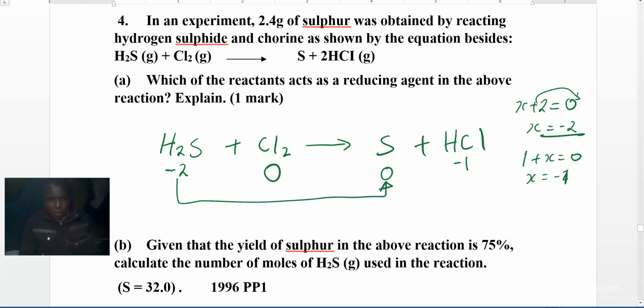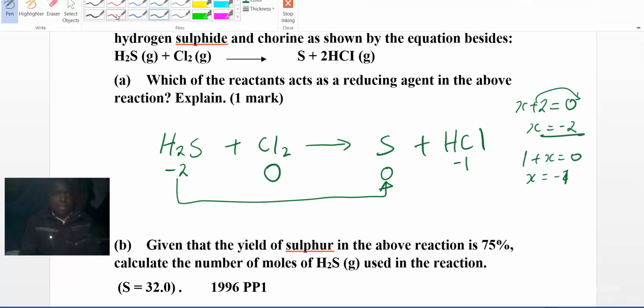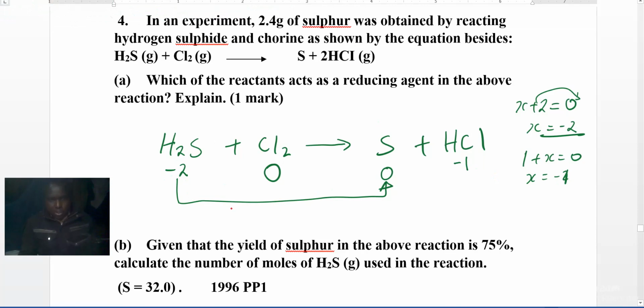The oxidation number for hydrogen sulfide increased from -2 to 0. That's an increase, so that means this is oxidation. Then chlorine, we can see the oxidation number moved from 0 to -1. Is that an increase or a decrease? That one is a decrease. So this is a reduction.